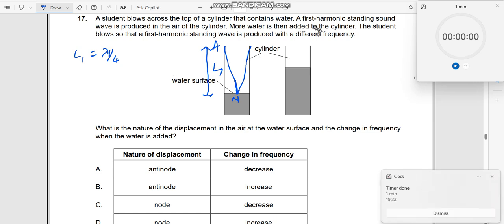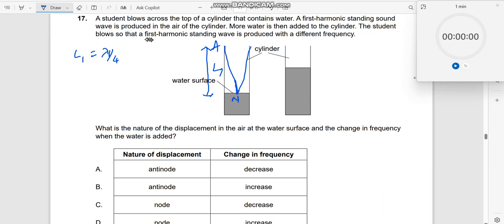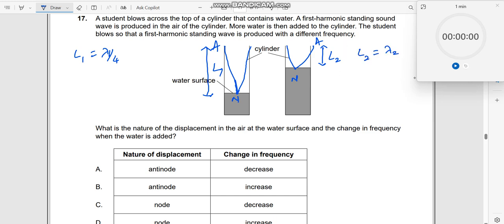Now similarly, more water is added to the cylinder, the water level rises upwards, and as a result, the student blows. So the first harmonic second wave is produced with a different frequency. So you get one more wave like this. Once again, you get a node here, you get an antinode over here. This length, let it be equal to L2, and the wavelength corresponding to it will be lambda 2. Here also you can write L2 is equal to lambda 2 divided by 4. You get a different frequency.